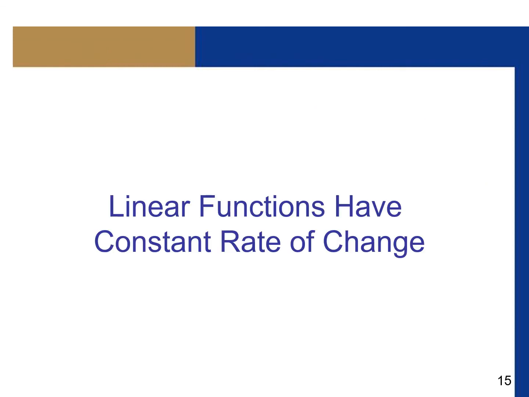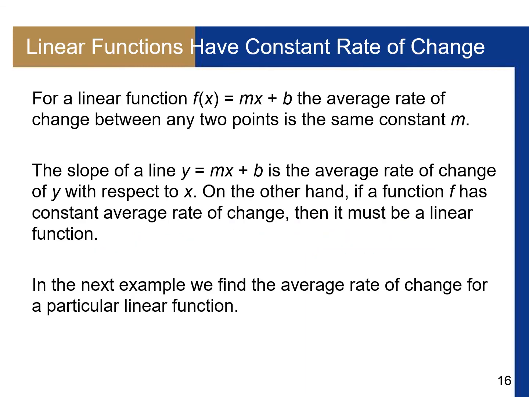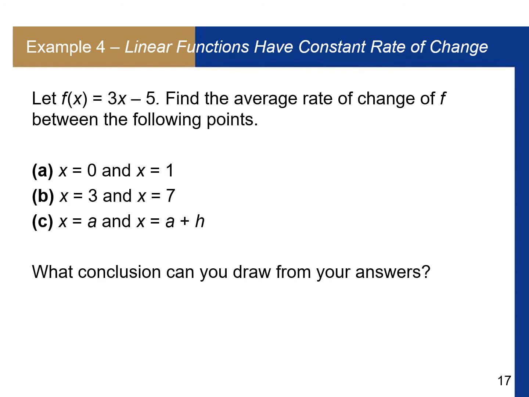Now, linear functions have a constant rate of change. This is your y equals mx plus b. Here we have y equals 3x minus 5, or we call it f of x equals 3x minus 5, and we want to find the average rate of change. Well, if it's a linear function, the average rate of change is going to stay the same because there's no curve, because it's linear.